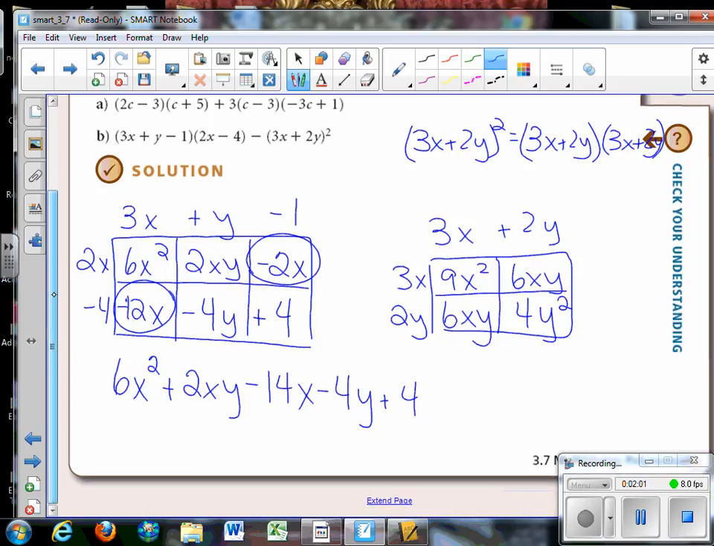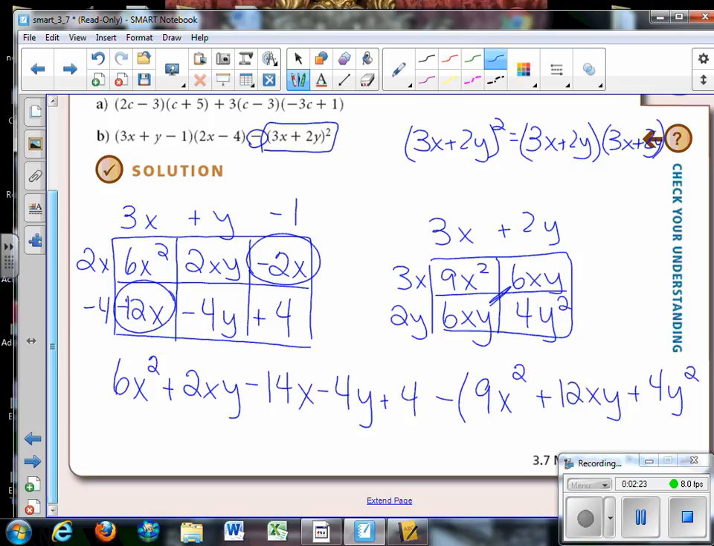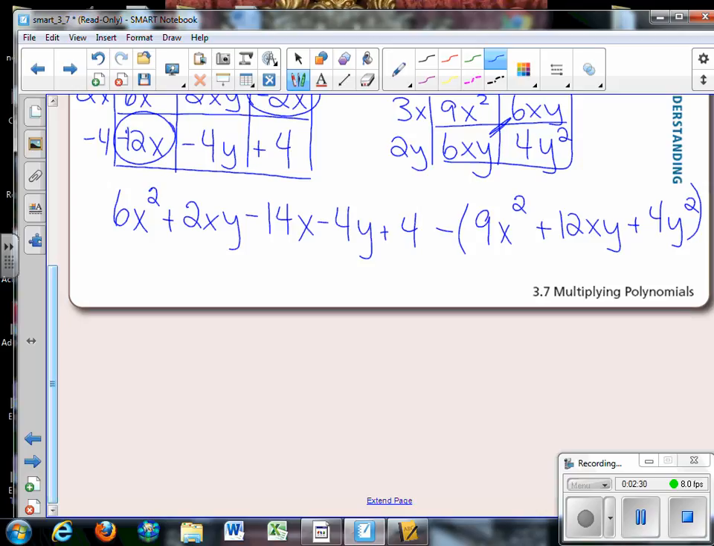So now we can collect the like terms, and we end up with 9x squared plus 12xy plus 4y squared. Now, we wanted to actually subtract this 3x plus 2y squared, so we need to make sure that we change the sign on everything. So what you're going to have, and just to save time, I'm going to change colors here. So this is going to be minus 9x squared minus 12xy minus 4y squared.